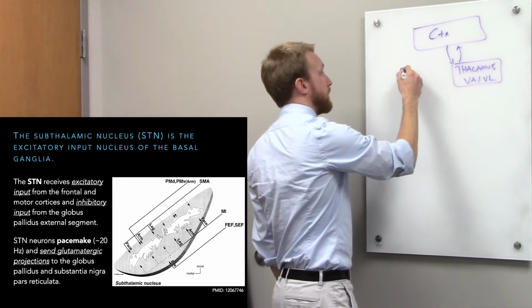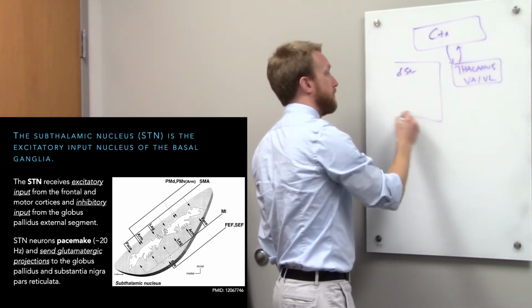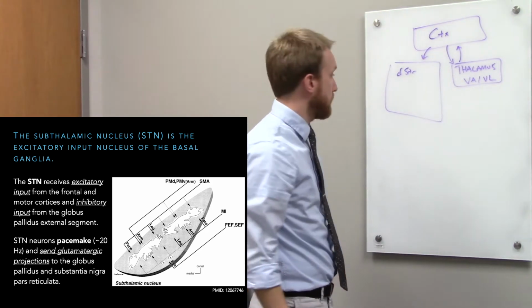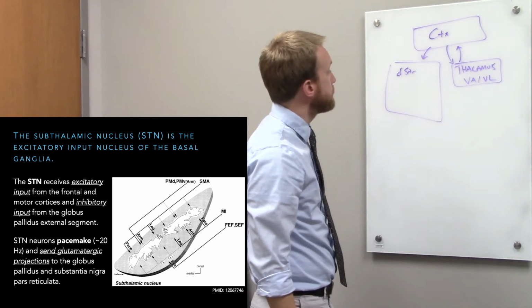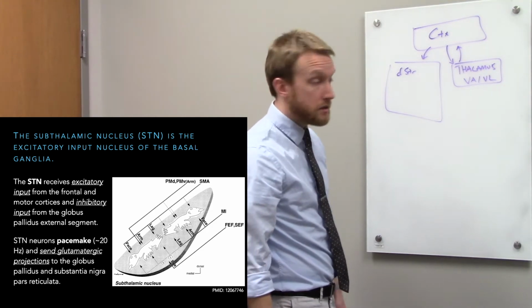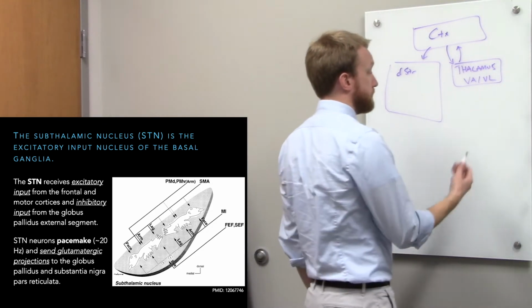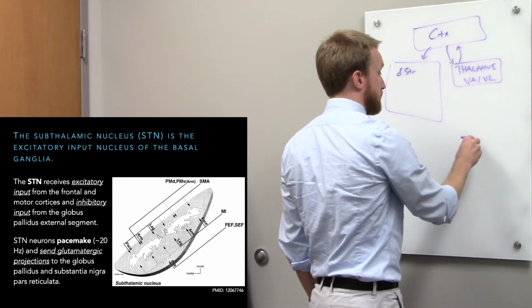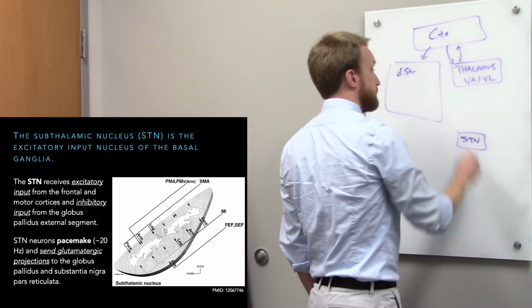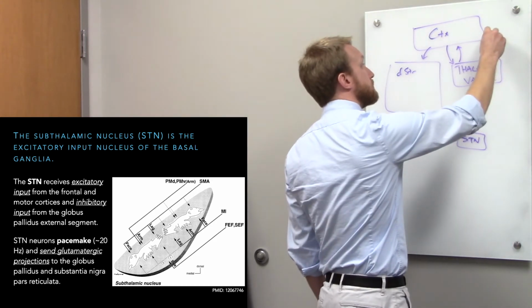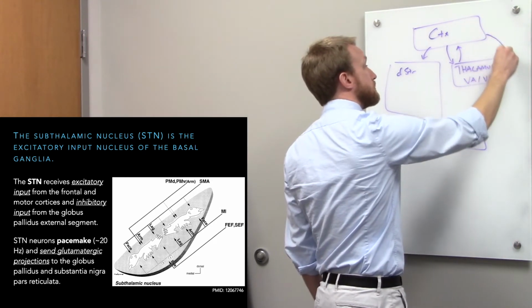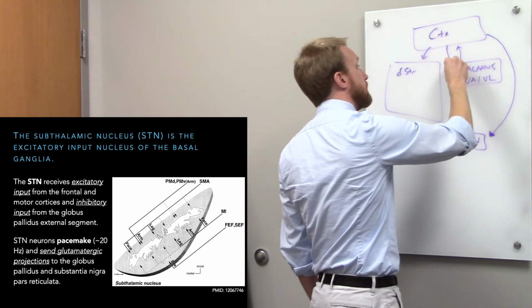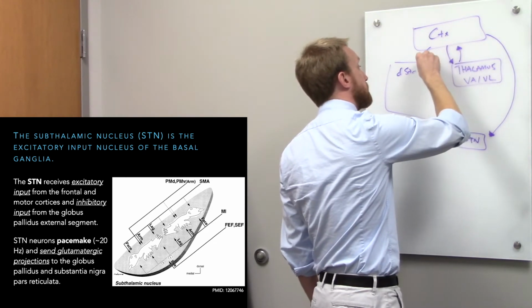So, dorsal striatum. Major input nucleus from the cortex. Another input nucleus is going to be the subthalamic nucleus, and that's below the thalamus. So we'll put it below the thalamus. The STN also gets input from the cortex.